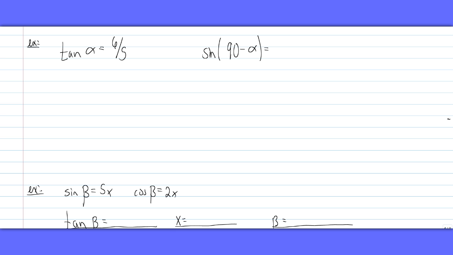Moving on. Next one. Tangent of alpha equals 6/5. So this is another Greek letter for us. We'll use a few Greek letters. Primarily, we're going to be using theta. This time we're switching off to the Greek letter alpha. The tangent of alpha is equal to 6/5, and I'm asking you for the sine of 90 minus alpha.